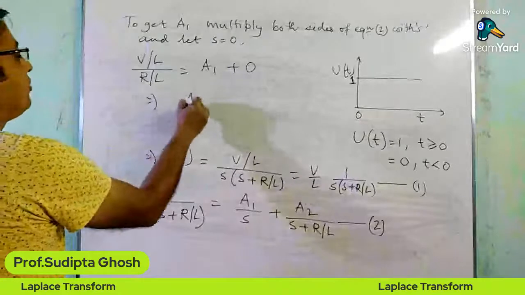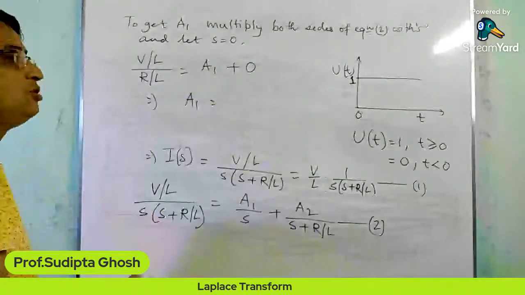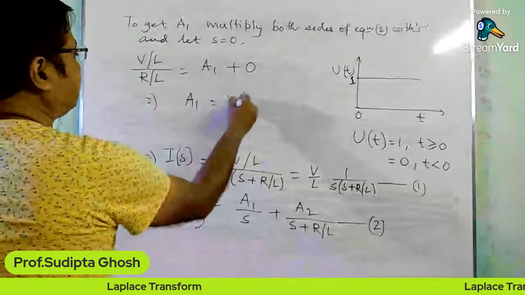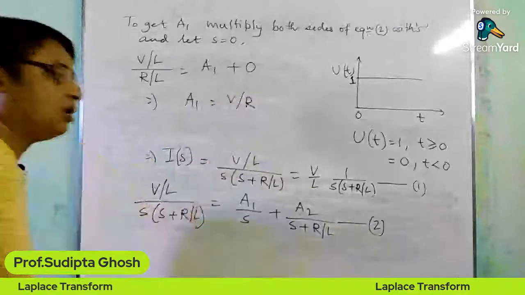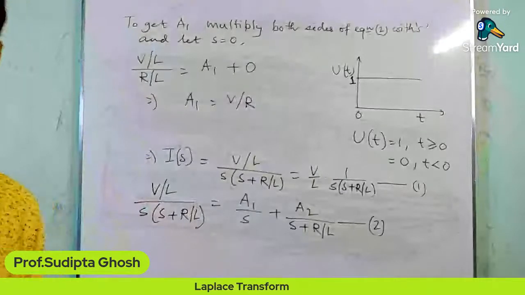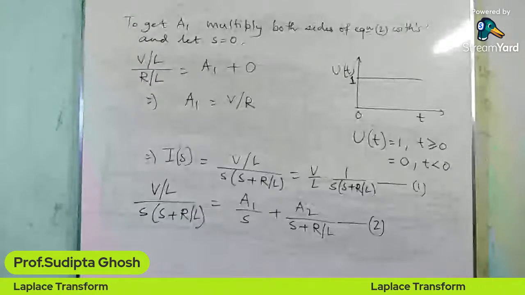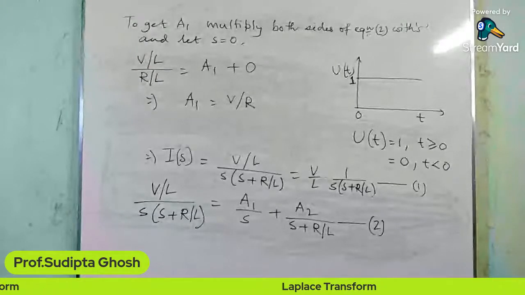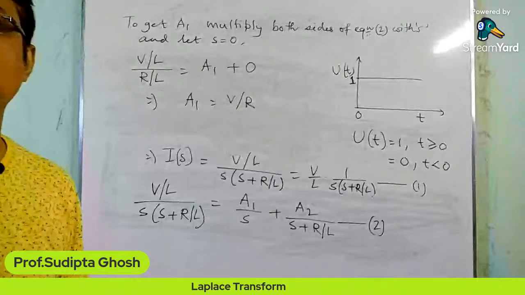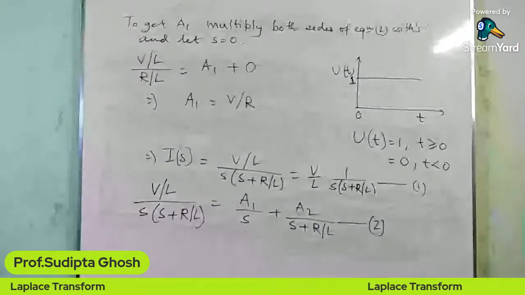So now you can see that the value of A1 is V by L into L by R, so that is nothing but V by R. So now we find out the value of A1, and that is equal to V by R. Just correct your value: it will not be R by L, but the value is A1 equals V by R.